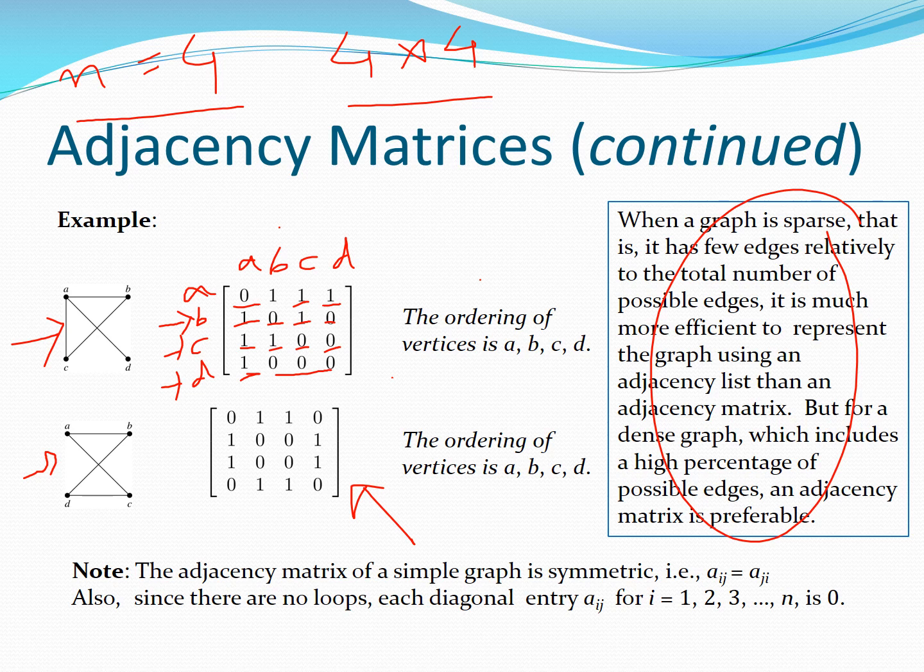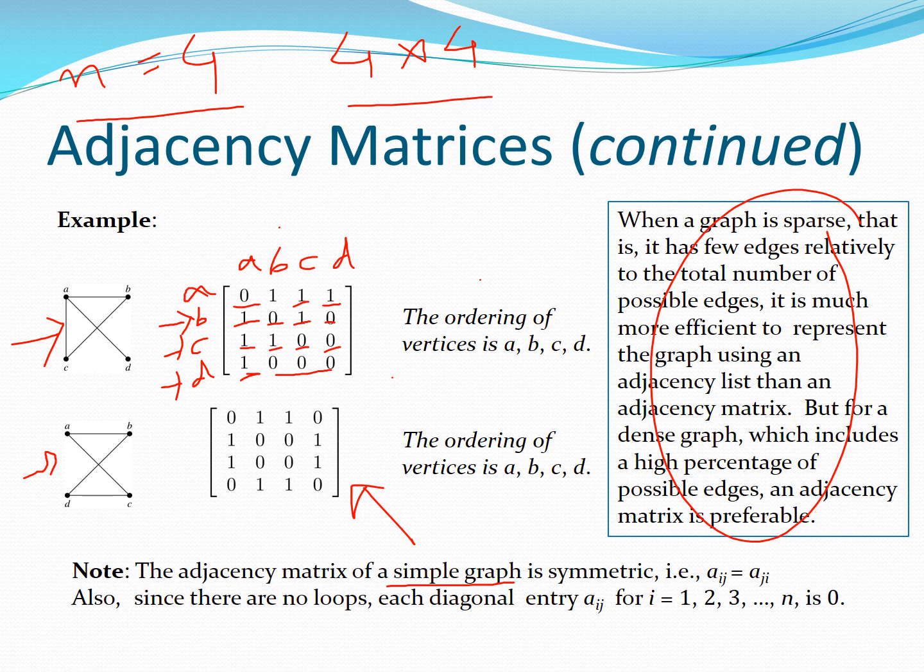But if you have a sparse graph, that means there are very few edges connecting the vertices, then you're better off using an adjacency list. Now another important thing to remember is that the adjacency matrix of a simple graph, this is not true for any graph, for a simple graph is going to be symmetric. That means the Aij and Aji positions are going to be the same. That makes sense, right?